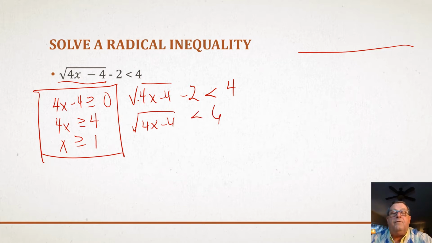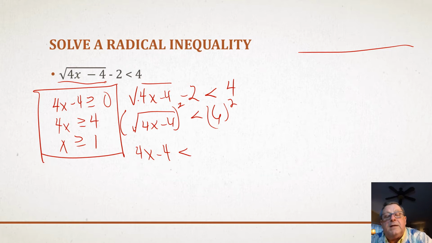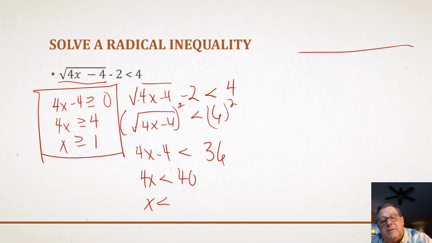Can we agree on that? Now let's square both sides of the inequality. And so it's going to leave us with 4x minus 4 being less than, let's see, 6 squared is 36. Okay. And we're going to add 4 to both sides. So now we got 4x is less than 40. Excuse me, I'm getting ahead of myself. And when we divide by 4, x must be less than, just a simple less than 10. So there's my second test point.